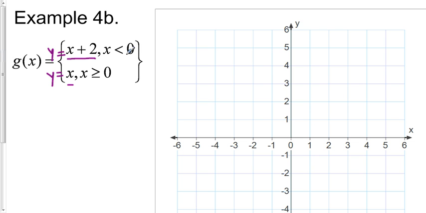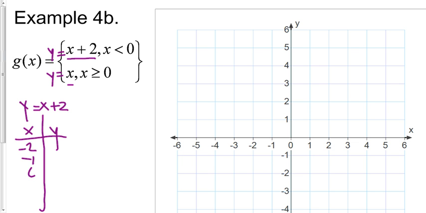Now the graph is going to split at 0. I've got this line when x is less than 0, and I've got the line y equals x when x is greater than or equal to 0. So I'm going to graph the top one first, y equals x plus 2. Again, if you're making a table for y equals x plus 2, you want to look at your parameters. The function is set up so that the line x plus 2 only exists when x is less than 0. So when I plug in values, I want to pick -2, -1, and 0, keeping in mind that 0 is going to be an open circle.